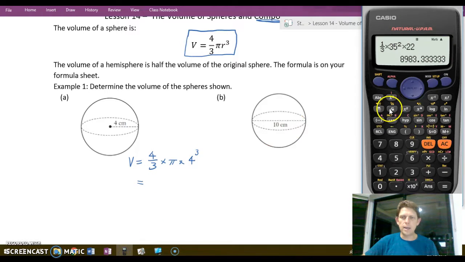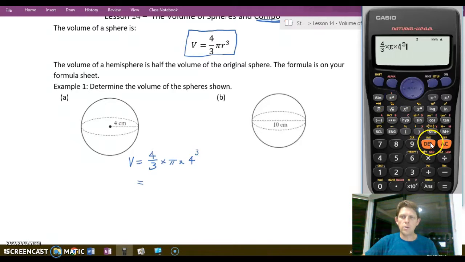Very important that you cube 4, not square it, otherwise you will get the wrong response. So once again, we get to that point and we're just going to create a bit of calculation. So we've got 4/3 times pi times 4. Now I'm just looking frantically at my calculator to find if there's a cube button. I know there's a cube root button. Yes, there is. So there's a cube button right there.